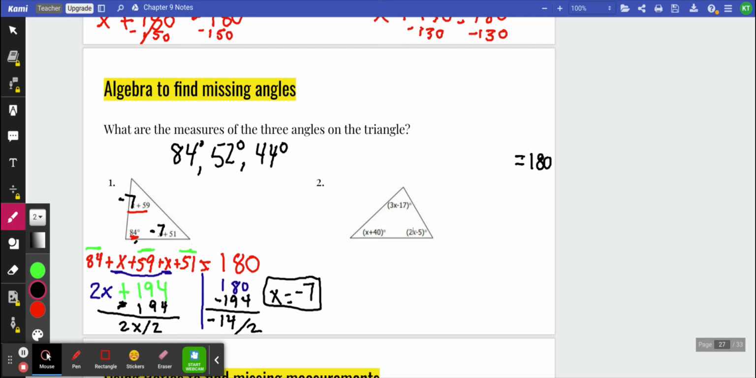Then I have to add the three angles together. So I'll start with this one. 3x, sorry, that's not a plus, that's a minus 17. So we have minus 17. And then I have x plus 40. And I'm going to add that to 2x minus 5.